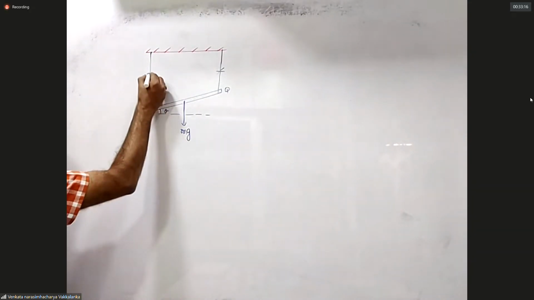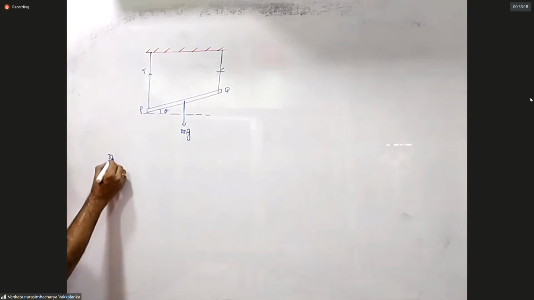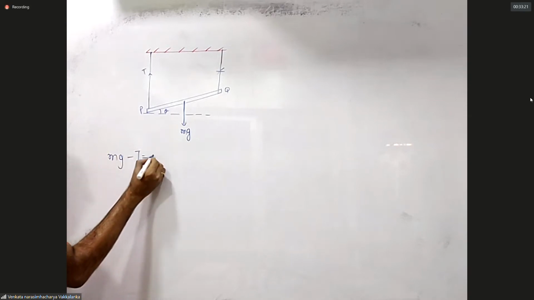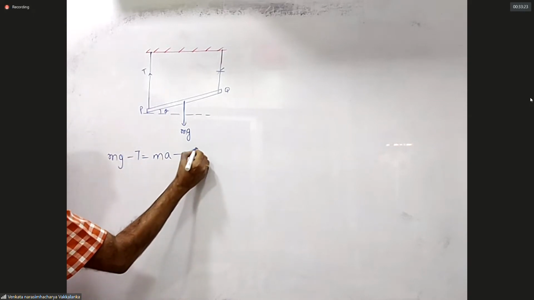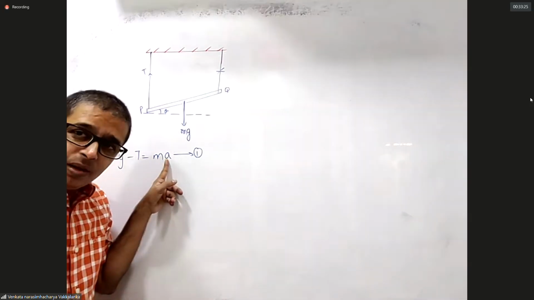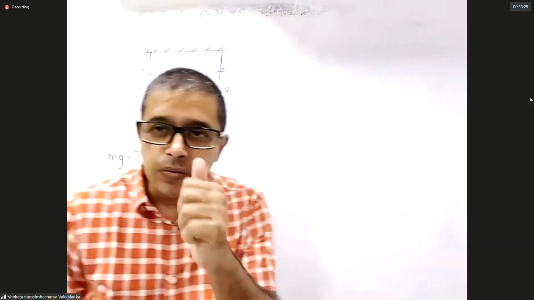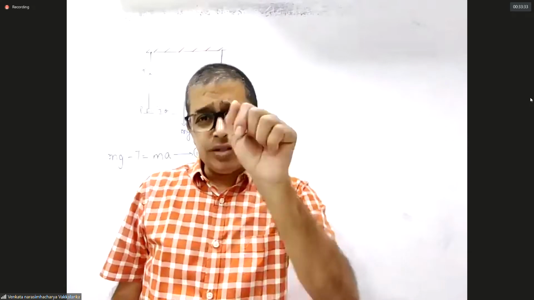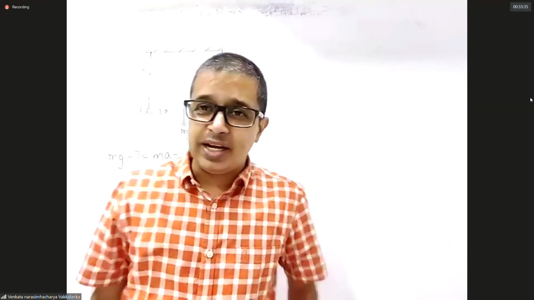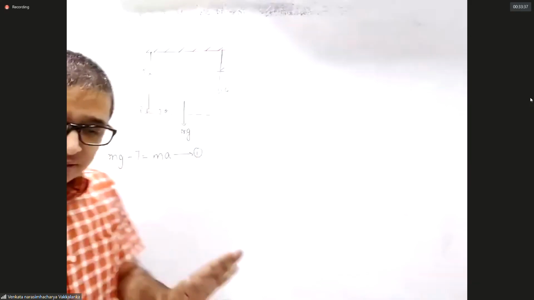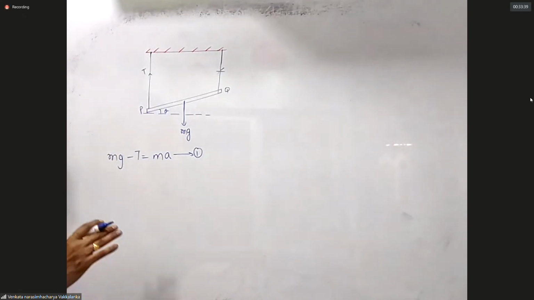First, the translational dynamic equation: mg minus T is m into a. A will be the acceleration of center of mass. Which direction? Downwards, because mg and T are in vertical directions. So the center of mass has no horizontal acceleration.